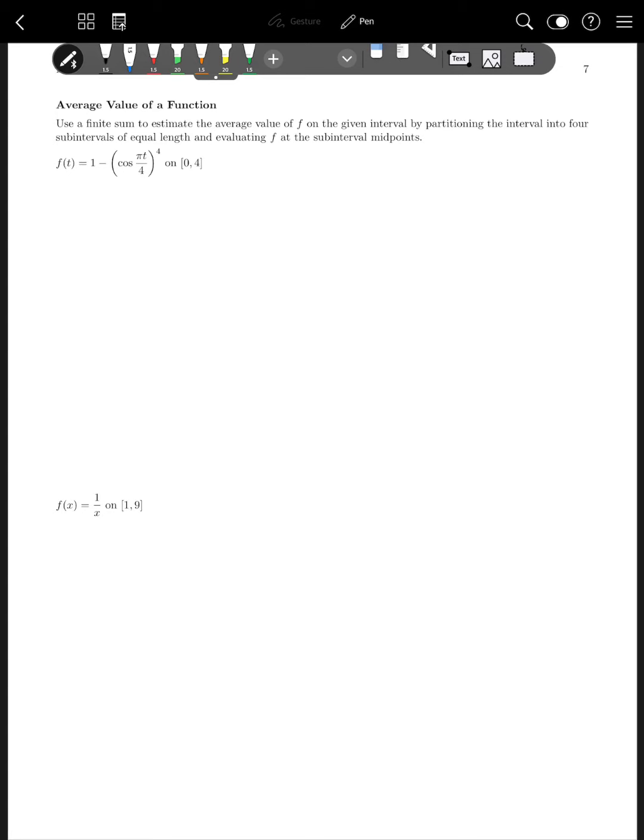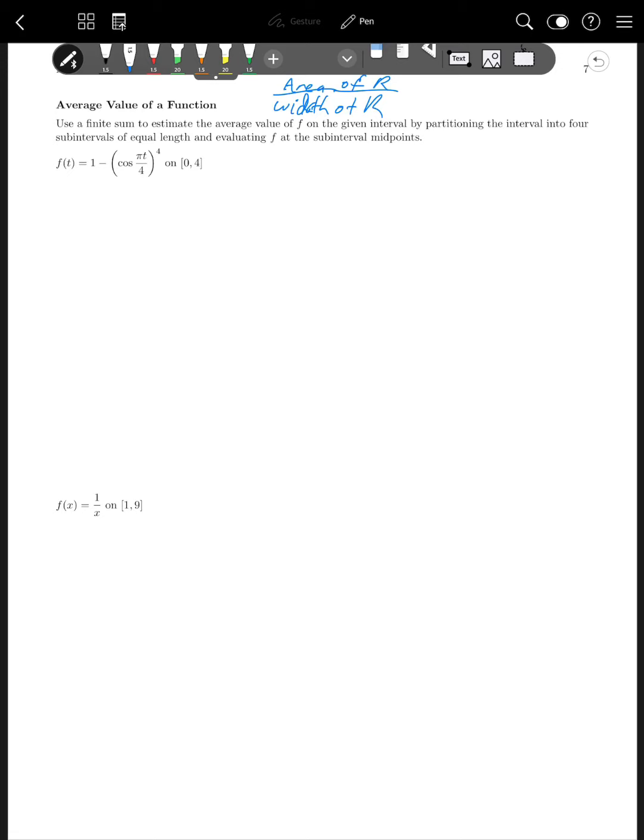So we could guess that the actual total distance is somewhere between those two values, between 87 meters and 82 meters. Okay, so that's the idea. Now the last thing in this section is the idea of average value of a function. Average value of a function works the same way, except instead of finding just the total area, we find the total area and divide it by the width of the region.